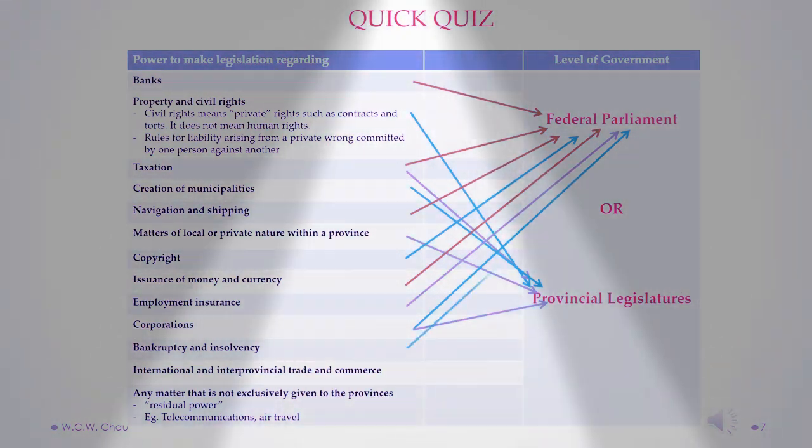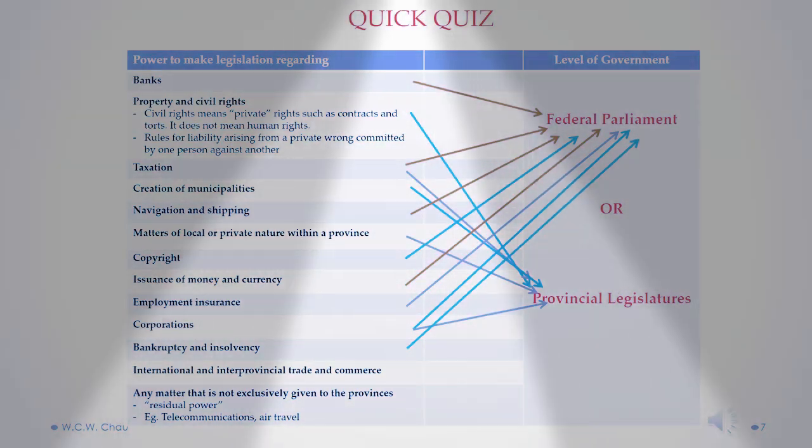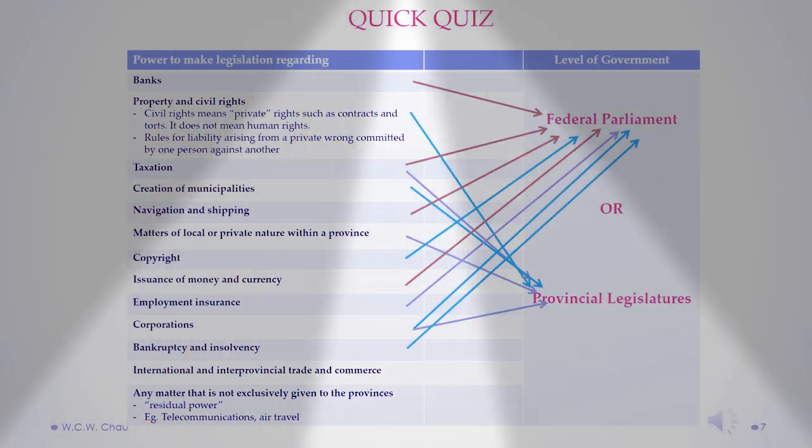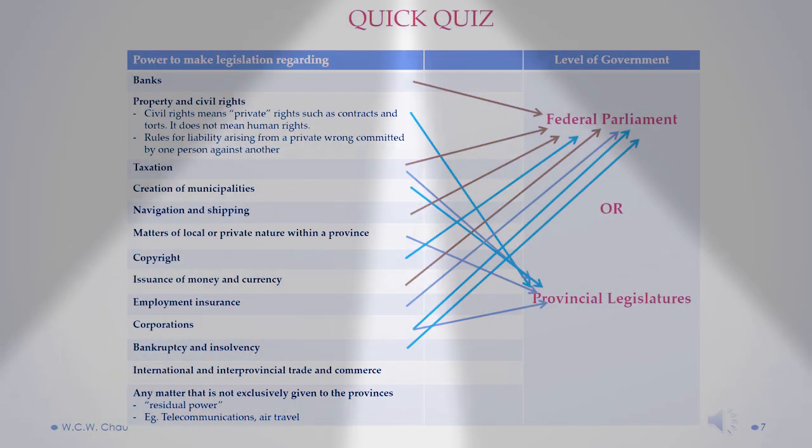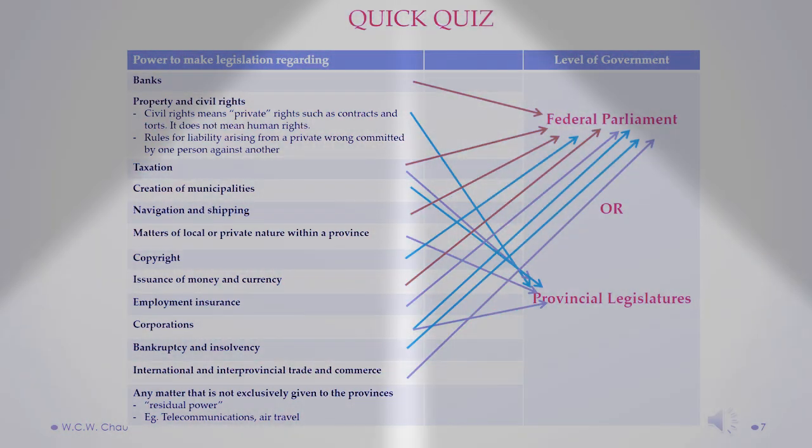Bankruptcy belongs to the federal parliament, and the statute for that is called the Bankruptcy and Insolvency Act, and that's under Section 91.2 of the Constitution Act 1867. Interprovincial and international trade and commerce belongs to the federal parliament.